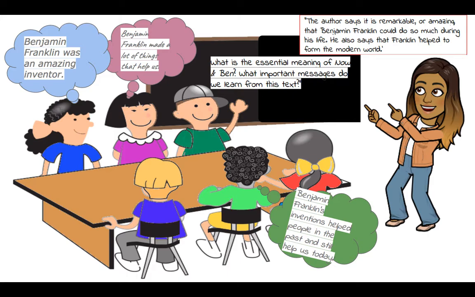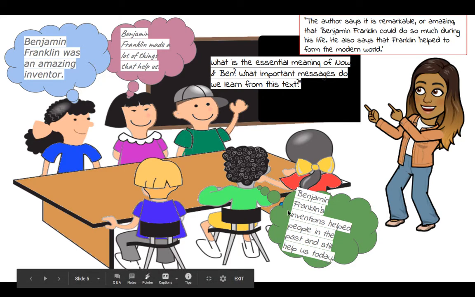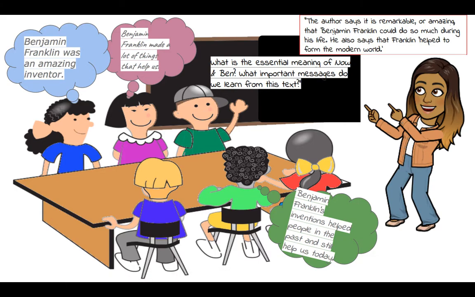So that means it's telling us that everything he did in the past does help us out today. So all these answers are correct. I just like that he added the past and today to that answer as well. Good job. So if you had that at home, awesome. If you had anything like this, great too. So all of this is correct, right? And to me, the essential meaning of now and Ben is that Benjamin Franklin's inventions help us out today.